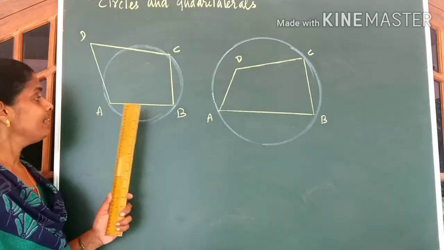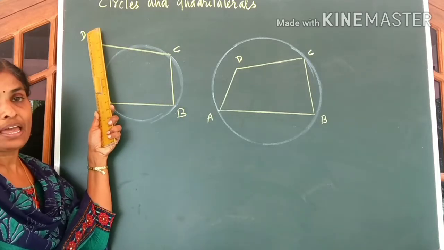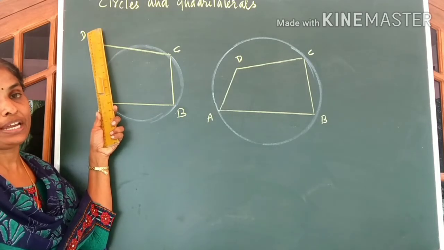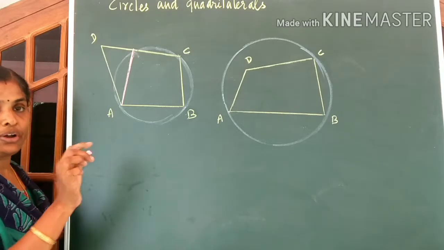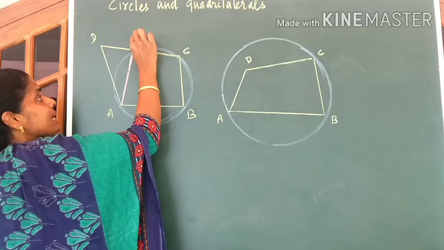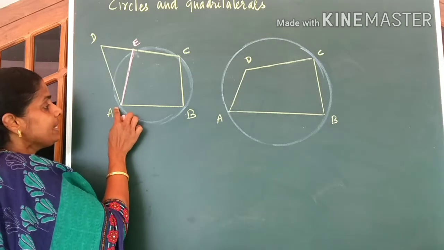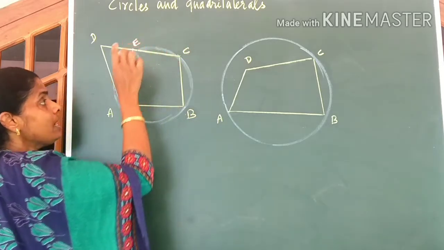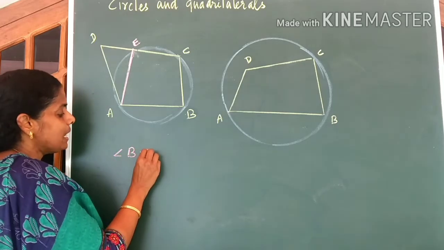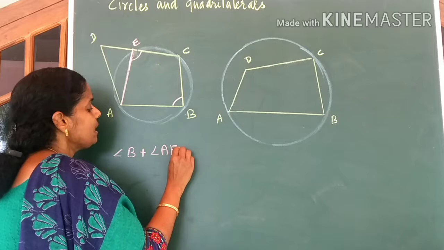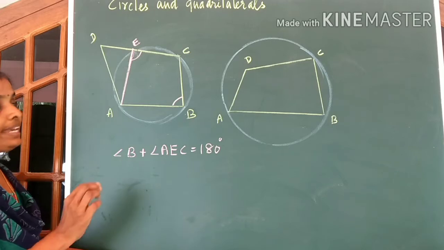Look at the first figure. A, B, C are on the circle. The point D is outside the circle. We are going to find out the sum of B and D. Now for it, join A to a point E on the circle. From the figure you can understand A, B, C, E is a cyclic quadrilateral. So we can say angle B plus angle AEC to be equal to 180 degree. Is it clear?